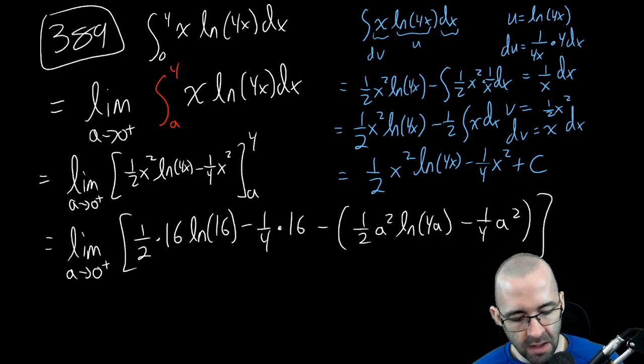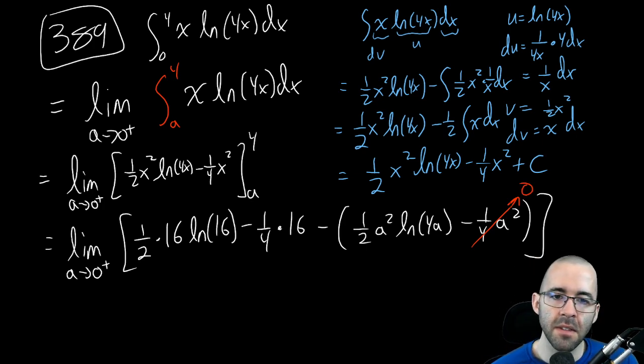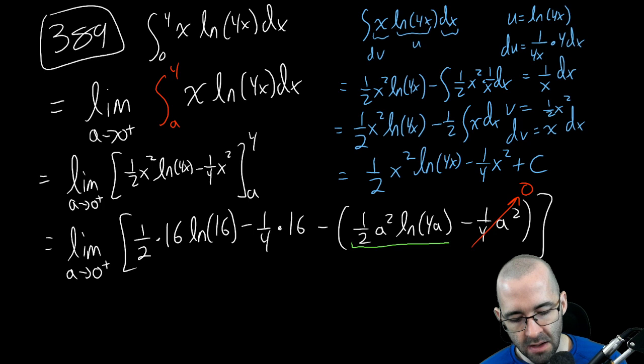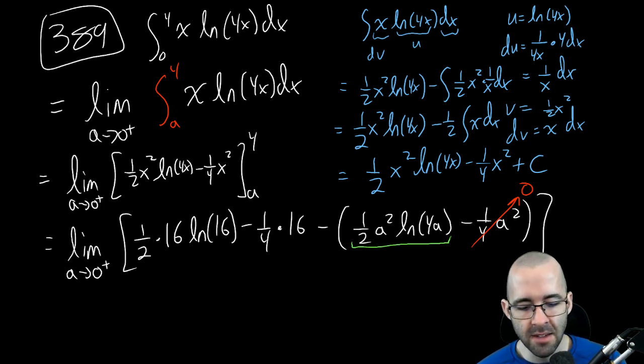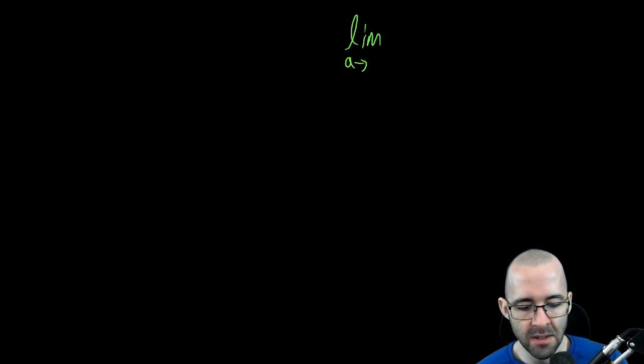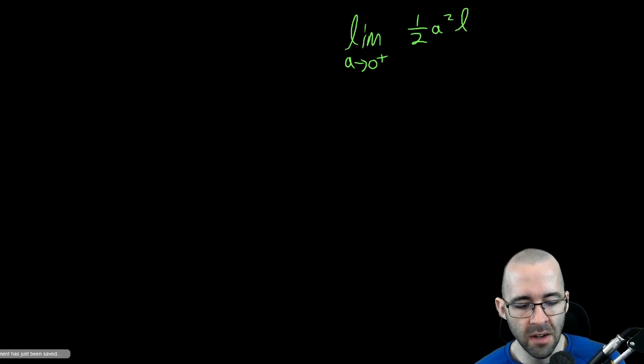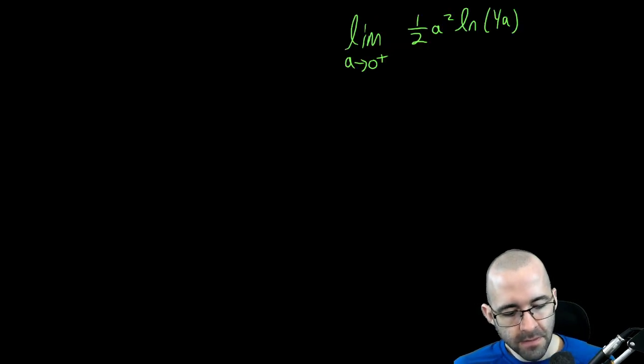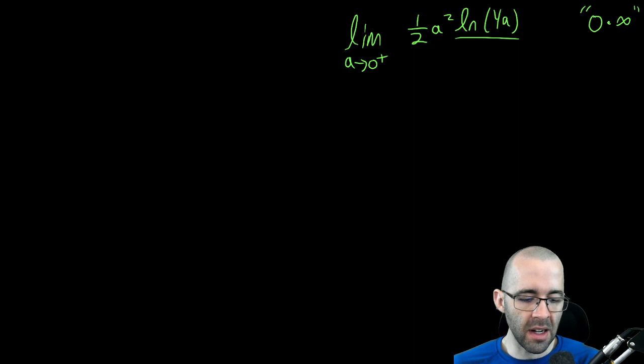So this guy, as a goes to 0, is 0. The second one, we've done something similar in the videos. Let's look at this limit on the next page. Limit as a goes to 0 from the right of 1/2 a squared natural log of 4a, right? I always copy things wrong. Well, this is the form 0 times infinity, or negative infinity, because this is going off to negative infinity, this is going off to 0, this is an indeterminate form.